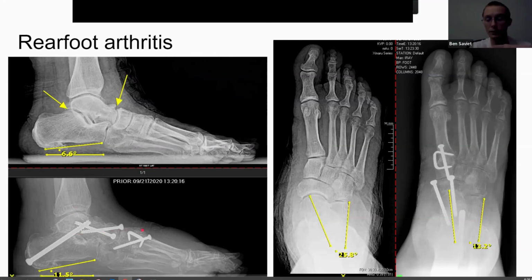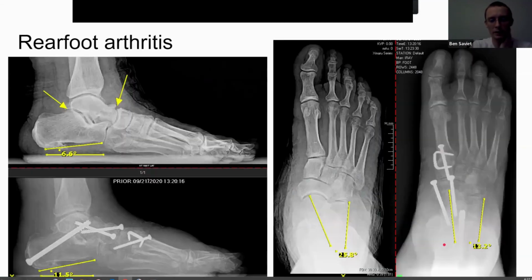So the way we fixed that for this person was we eliminate those joints and put them in a better position with what's called a double arthrodesis, a rear foot fusion, and then also a metatarsal cuneiform joint fusion to really stabilize the big toe side of their foot.